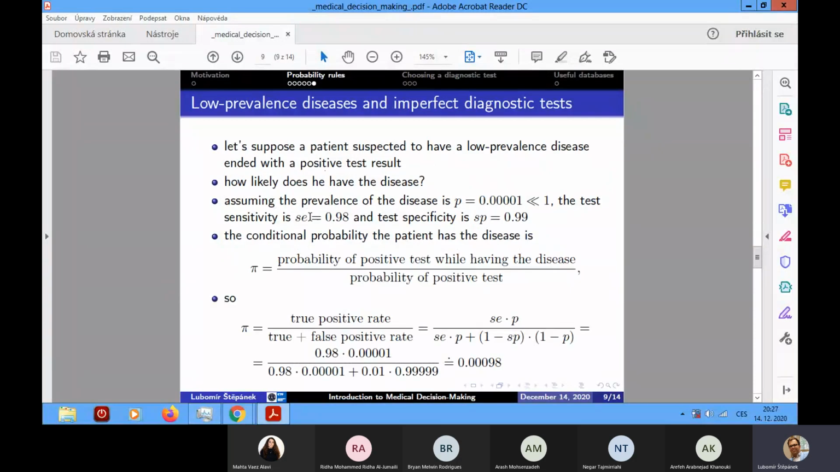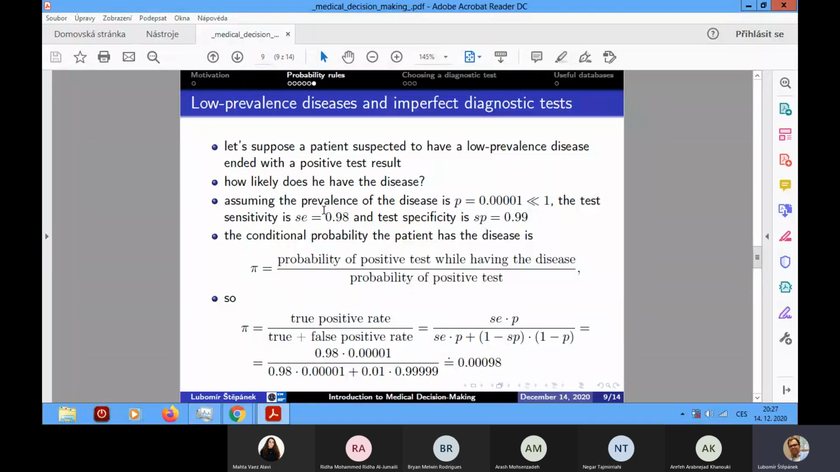And you know that, for example, the real sensitivity is somewhere about 0.98, and specificity could be somewhere at 0.99. This is very high sensitivity and very high specificity. But still, there could be some possible errors, some possible reasons by which the test could fail to show the right result, the correct result.